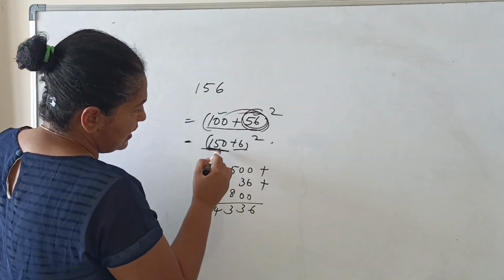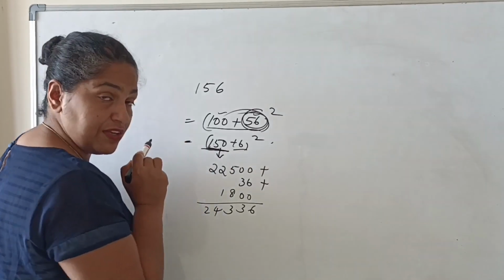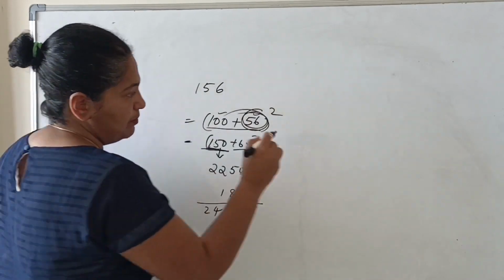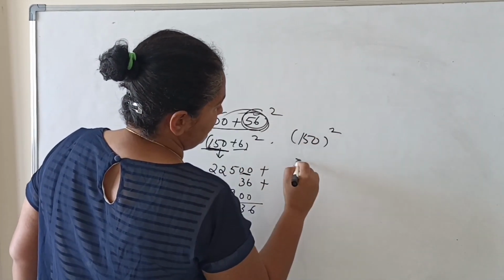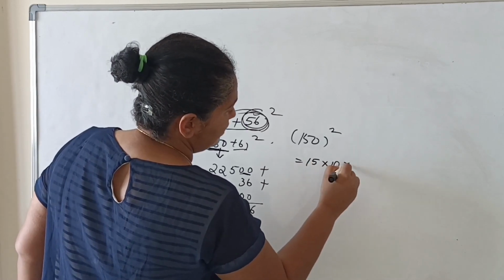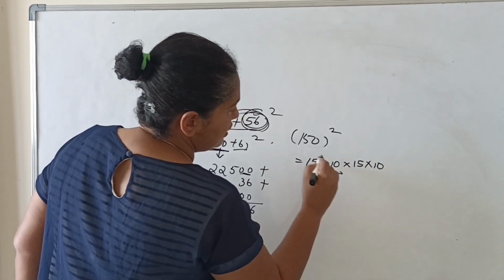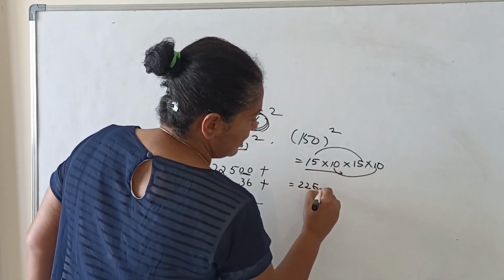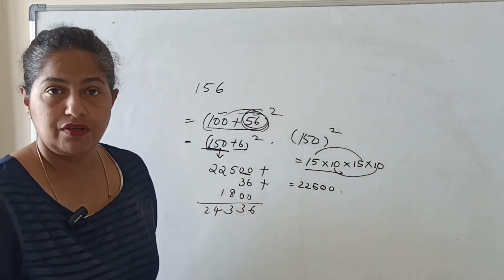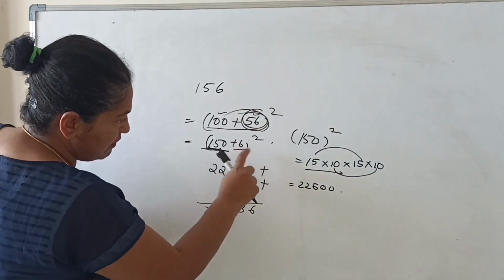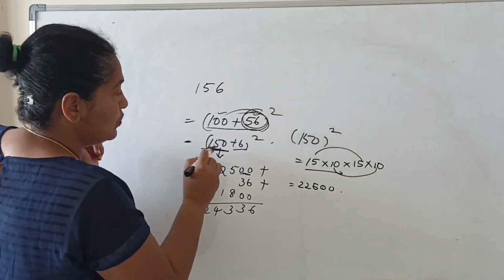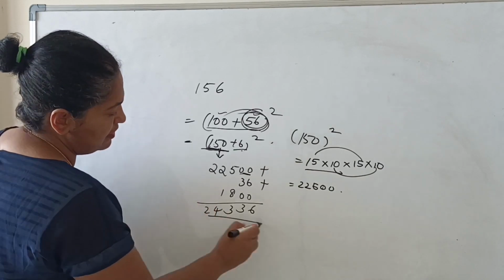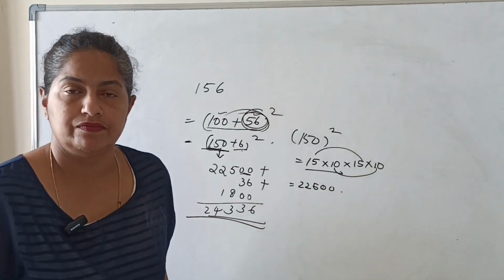Now, a square, I can write the square of this very easily because 15 square is 225. Basically, 150 the whole square will be 15 into 10 into 15 into 10, where 15 into 10 is 150. 15 into 15 is 225, 10 into 10 is 100. Okay, so I will get this. Now b square is 36, 2ab, 2 into 150 is 300, 300 into 6 is 1800. I have added and this is what I am getting.